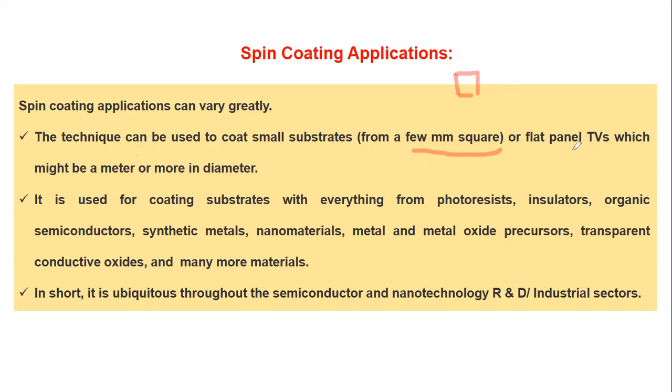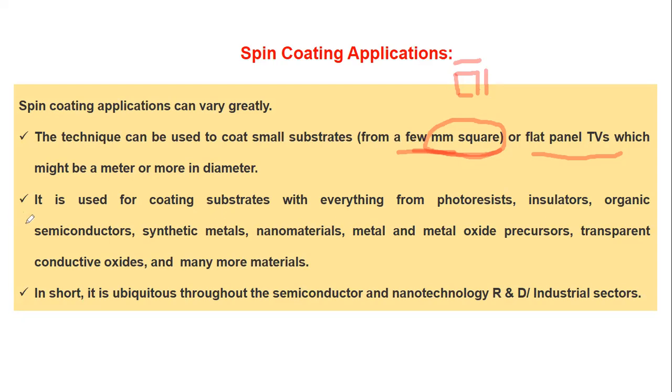Or a flat panel TV which might be a meter or more in diameter. So we can use a flat panel TV as the maximum size, maybe 40 inches in diameter. And the minimum size of the substrate we can use is a few mm square, that is 5 mm in this direction and 5 mm in this direction, one side by one side, a few mm square.